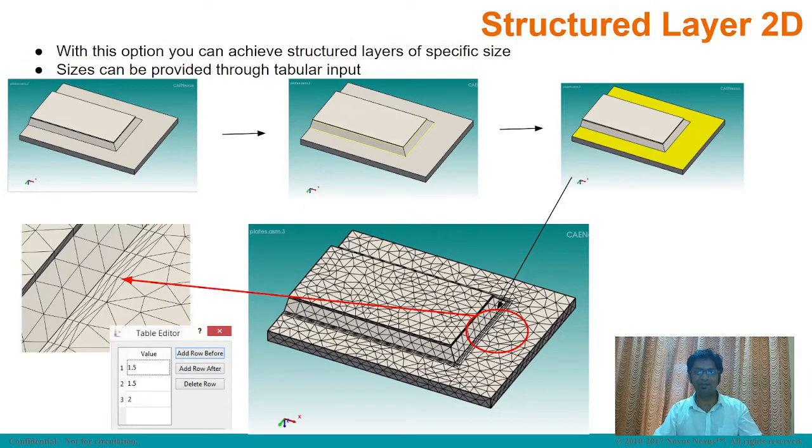Let's take one more example where you want structured layers. So these are the two plates which are connected by a weld part, and on this face you want a structured layer. In CAENexus you can just give your input in a tabular format, that is the length of each layer, and based on the values CAENexus will generate the structured layer on the appropriate surfaces. So this way one can use the basic attributes in CAENexus and generate the mesh as per the requirement.